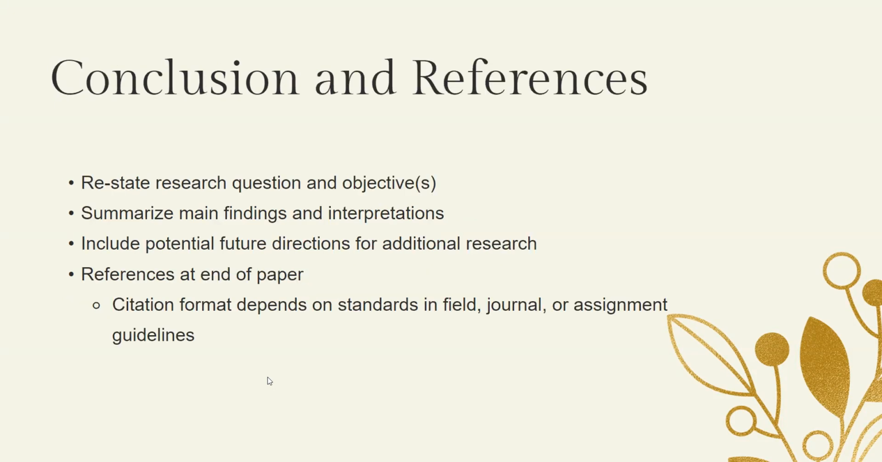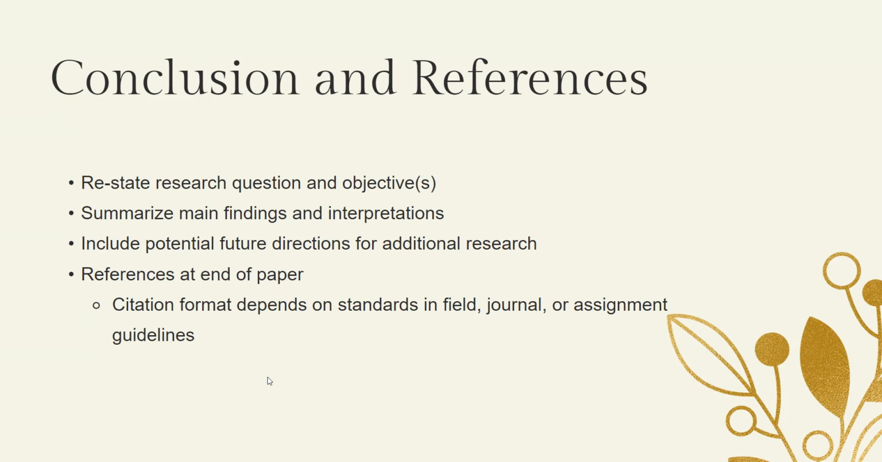And then the last section before your references is your conclusion. This is where you'll summarize your main findings and main interpretations. You can also include potential future directions for additional research. So like I mentioned earlier, if you found something through your research that is really interesting and something you really want to mention, but it isn't related to your actual research question, then that is something you could include here as a future direction or a future area of additional research that you could do through a different research project.